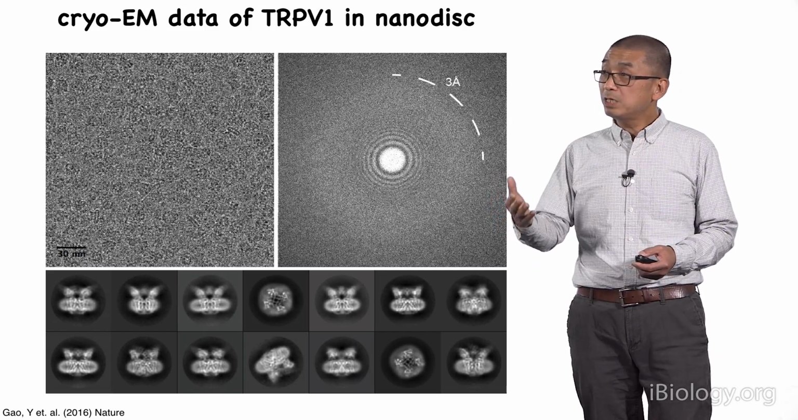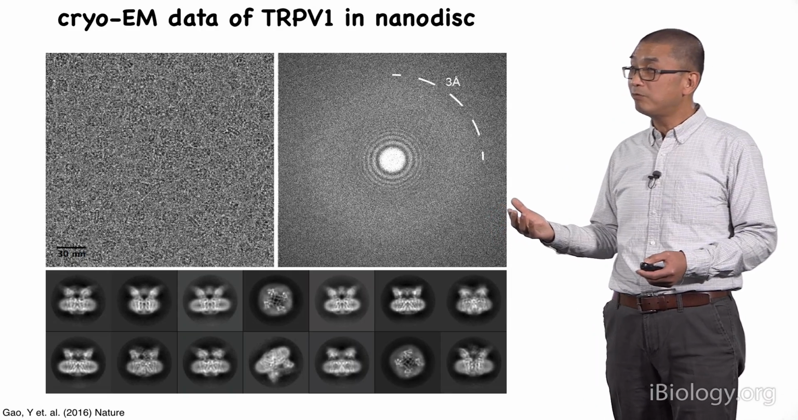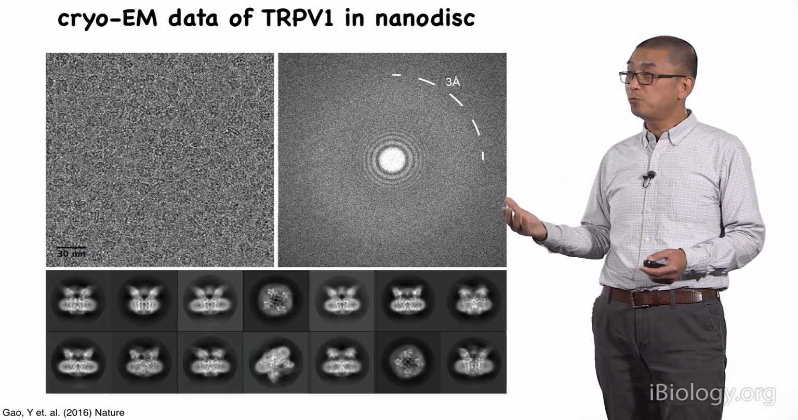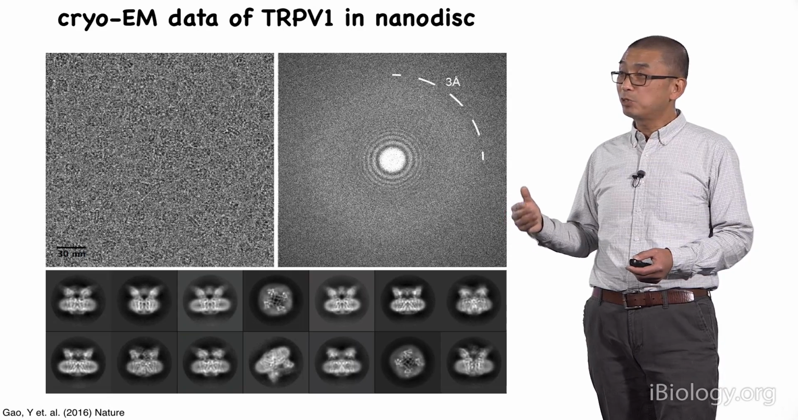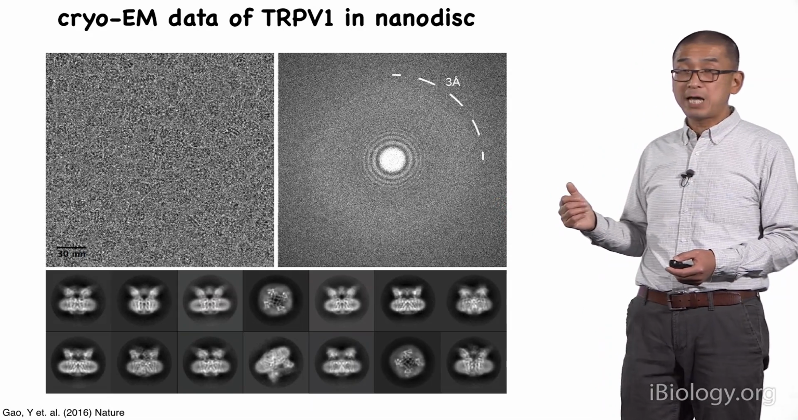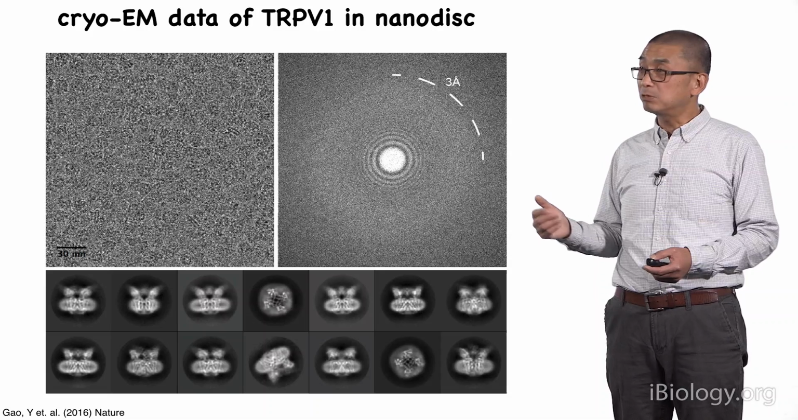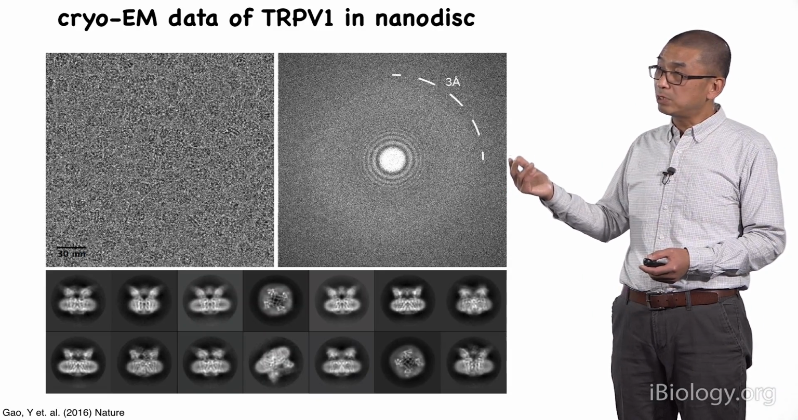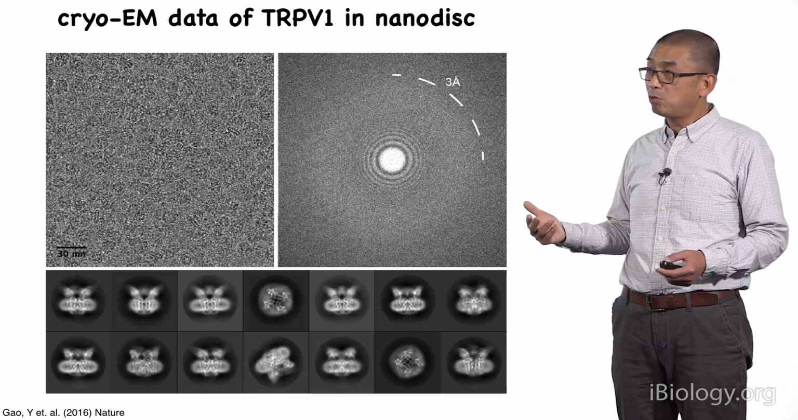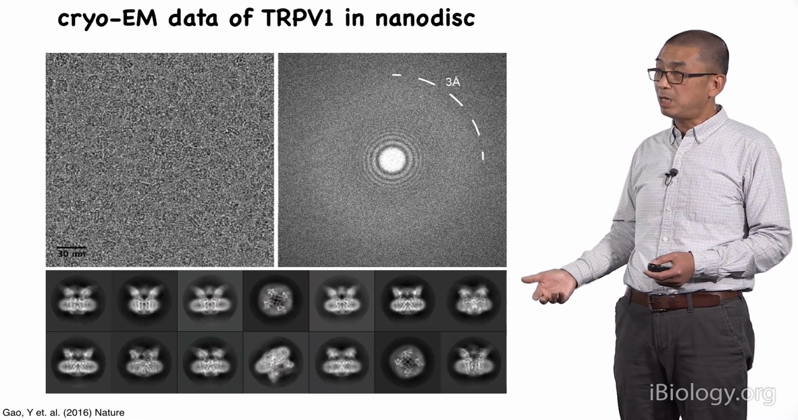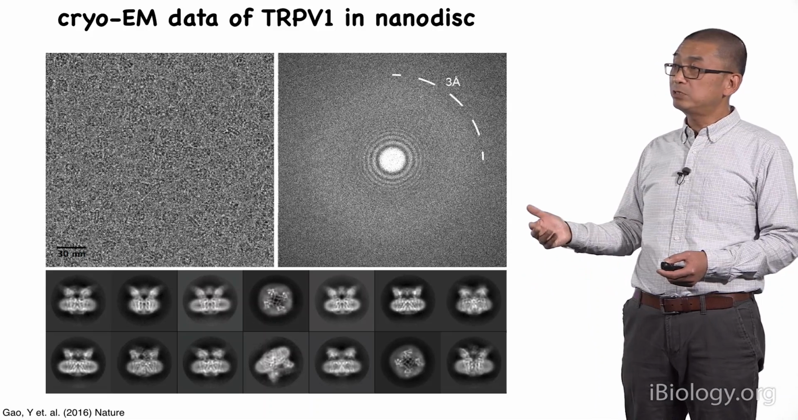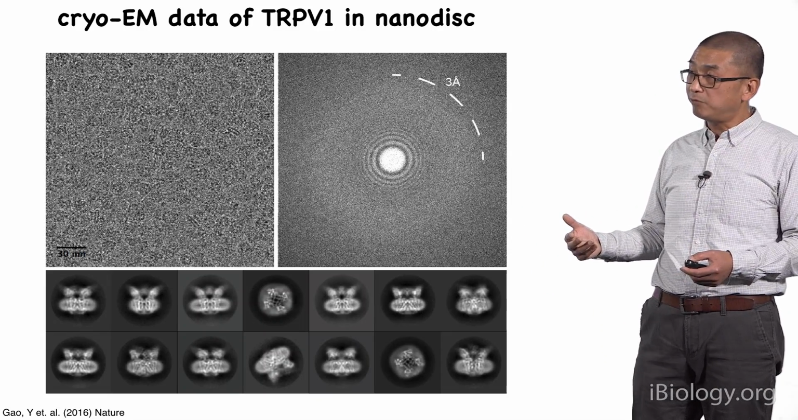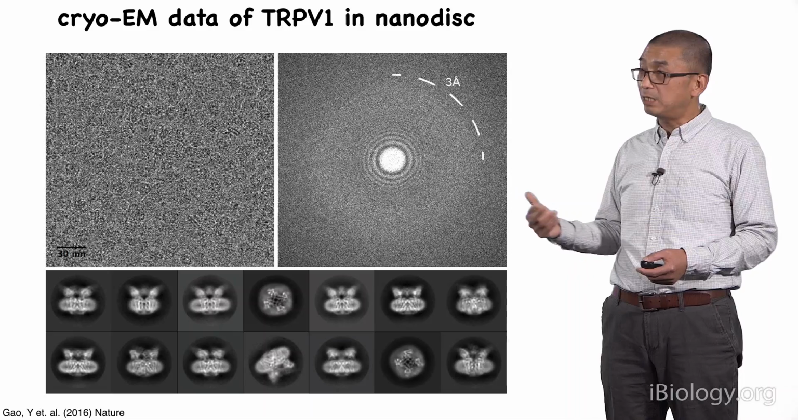Shown here on the left is a typical electron micrograph of TRPV1 in the nanodisc, recorded by the K2 camera operating in the counting mode. On the right side is a Fourier transform showing Thon rings all the way to 3 angstrom, indicating the quality of the images. And the bottom here are the 2D class averages of these images, showing the high quality of this data.